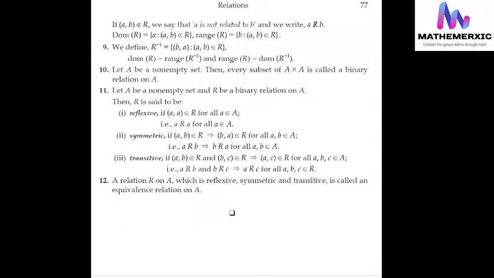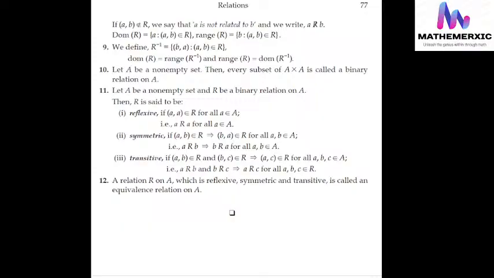The domain of R is the set of a such that (a, b) belongs to R. The range of R is the set of b such that (a, b) belongs to R. We define R inverse as the set of (b, a) such that (a, b) belongs to R. The domain of R is the range of R inverse, and the range of R is the domain of R inverse.